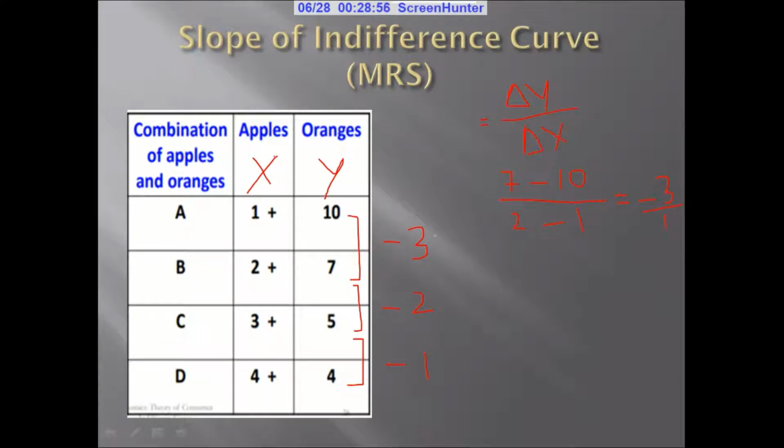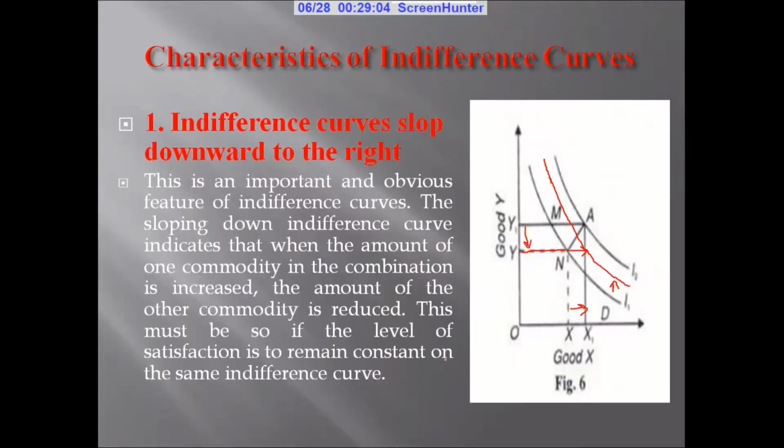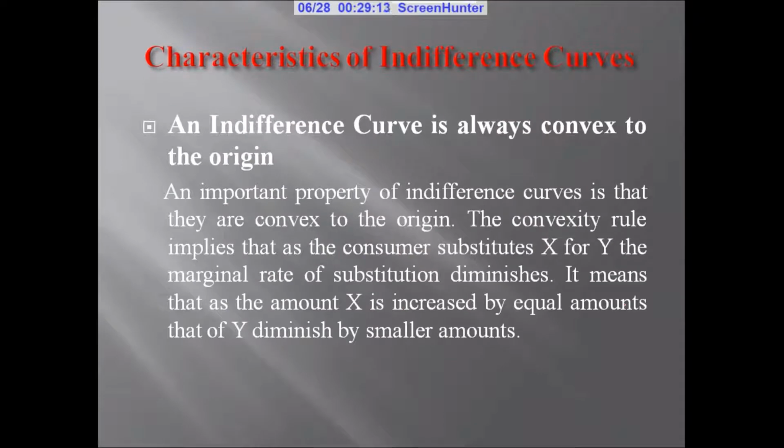But it is also diminishing. The slope is diminishing. The MRS, marginal rate of substitution, is diminishing. That indicates that indifference curves are convex to the origin. Indifference curves are always convex to the origin. The convexity rule implies that as the consumer substitutes X for Y, the marginal rate of substitution diminishes.